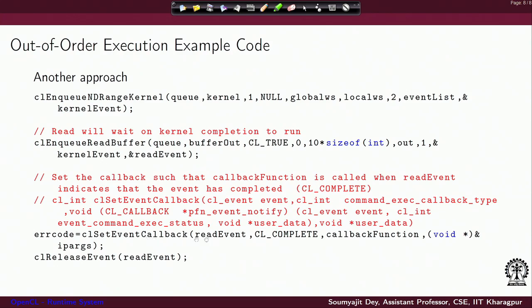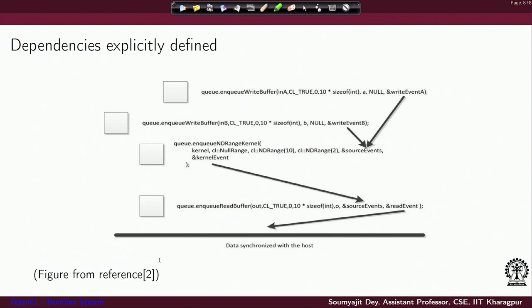So in that way I can have another callback function to execute, and finally I would just release the read event that we defined earlier, right? That can be another way to synchronize things in out of order execution. This is a picture we have taken from a reference, which we have attached later on. It's a nice book on OpenCL, and OpenCL 2.0 I would say.